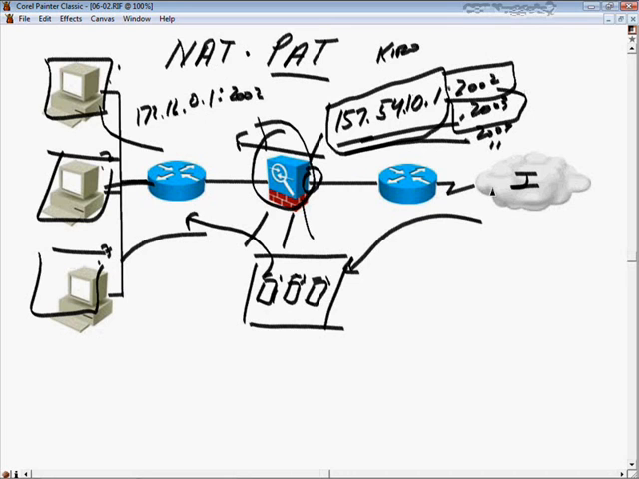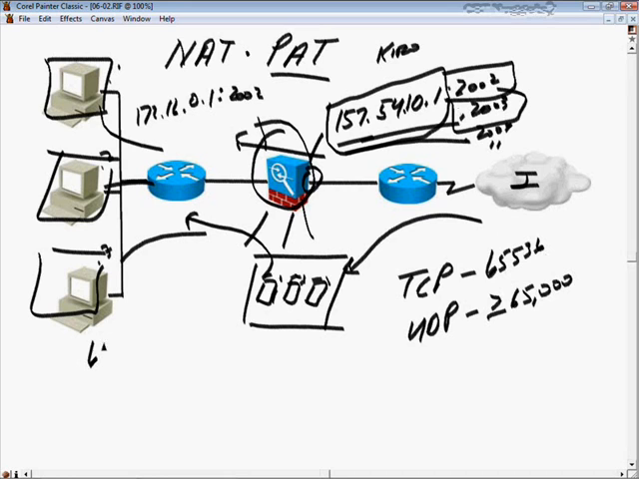Now we know that the ports that we have, the TCP and UDP ports, this is a 16-bit number. So we have 65,536 ports. Now we can't use all of those, but you can see we have greater than 65,000 ports. So one IP address can be translated into over 65,000 internal addresses. And if we need more, we'll just go to the next available number here, and we'll have two IP addresses on the outside, .1 and .2.